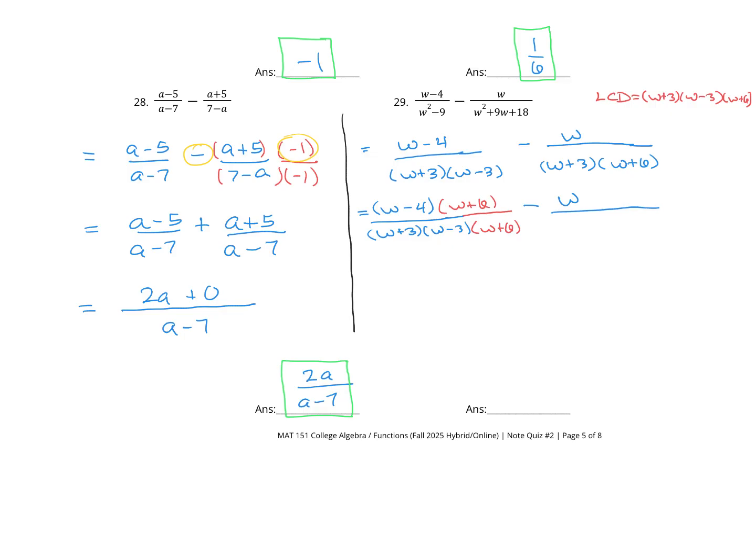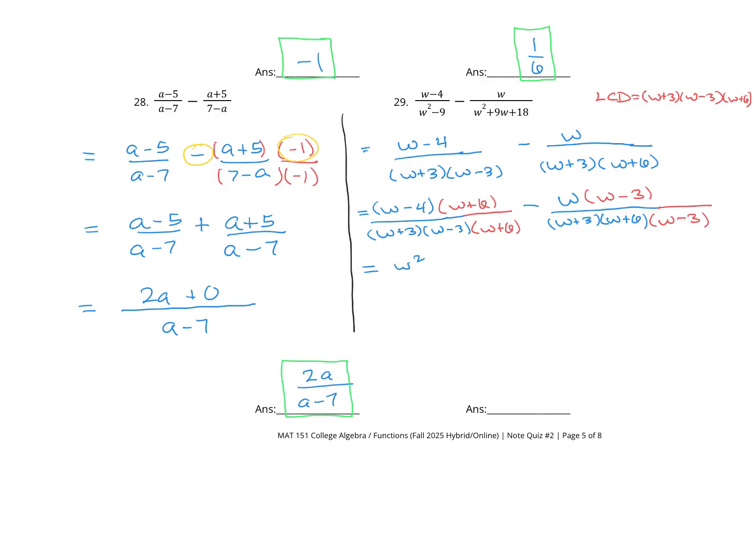Back there, we've got the w plus 3 and the w plus 6 already there. What's missing, of course, is the w minus 3. Put it above and below. And again, we are just multiplying by 1. Upstairs, I now use FOIL.